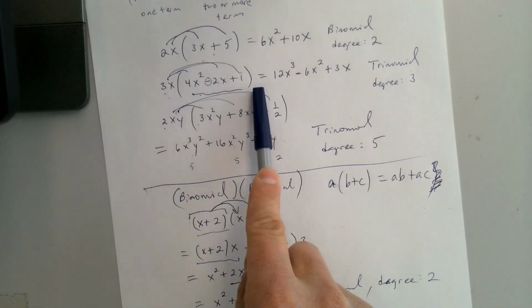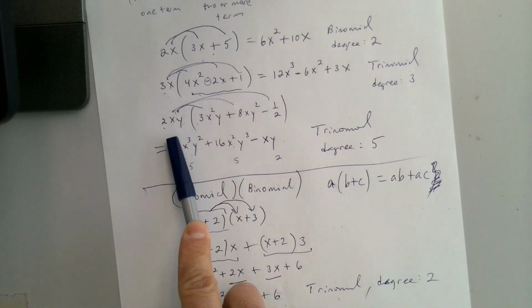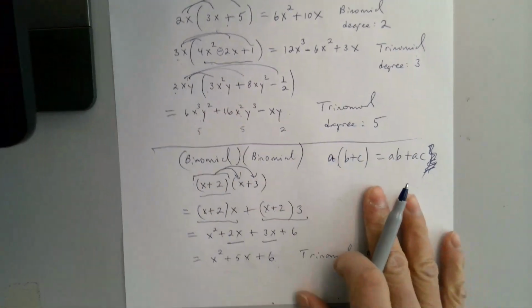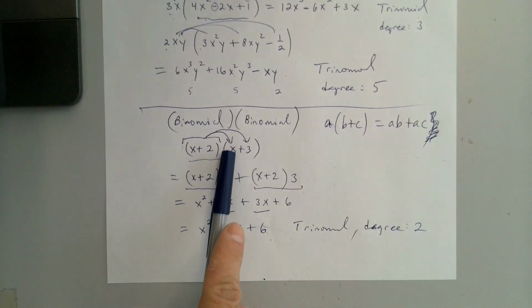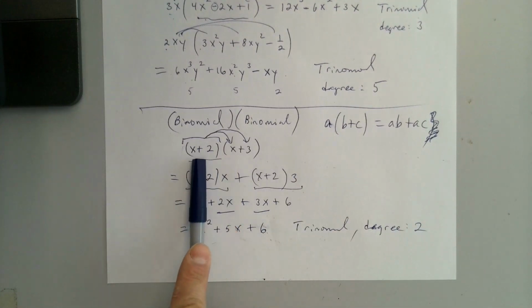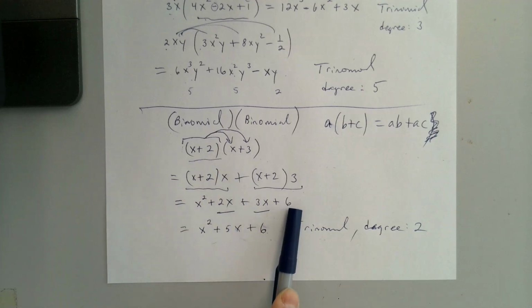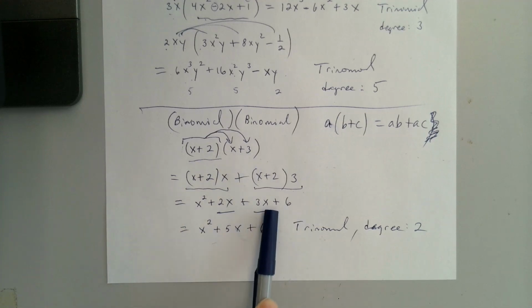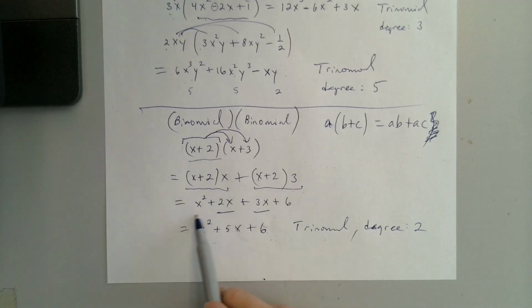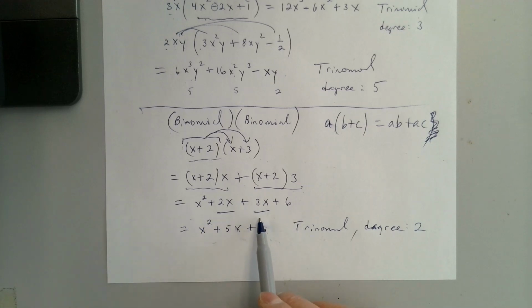1 term times 3 terms, 3 terms. 1 term times 3 terms again, 3 terms. When I had two binomials as the factors, 2 terms times 2 terms, I initially got 4 terms. But 2 of those terms happened to be like terms, so I ended up with 3 terms, a trinomial. This doesn't happen all the time. Sometimes you will get 4 terms where there are no like terms, so this would stay a 4-term polynomial.